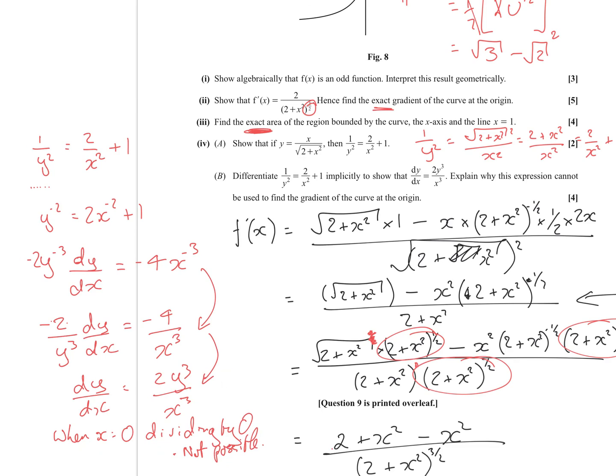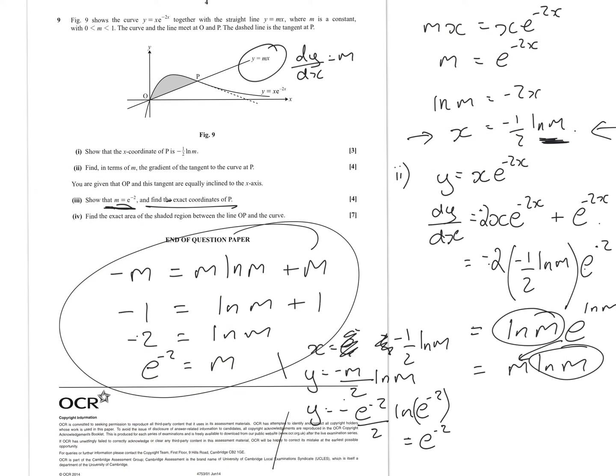Okay. Thank you. From minus a half ln m to minus m over 2 ln m. I don't know, I'm just so confused. Because that's what can come in with.